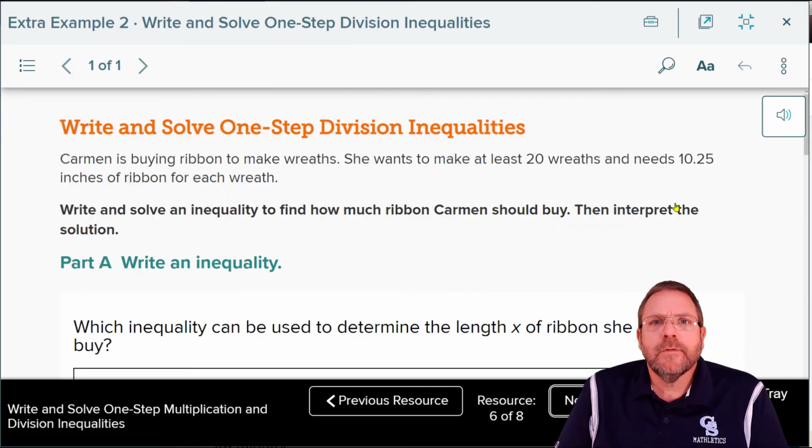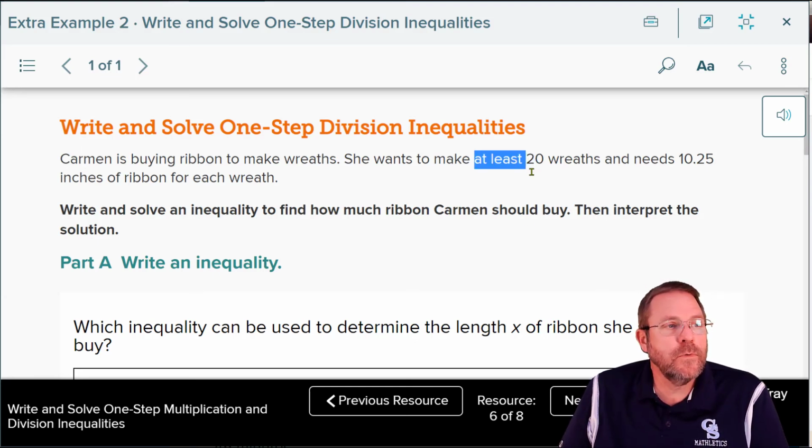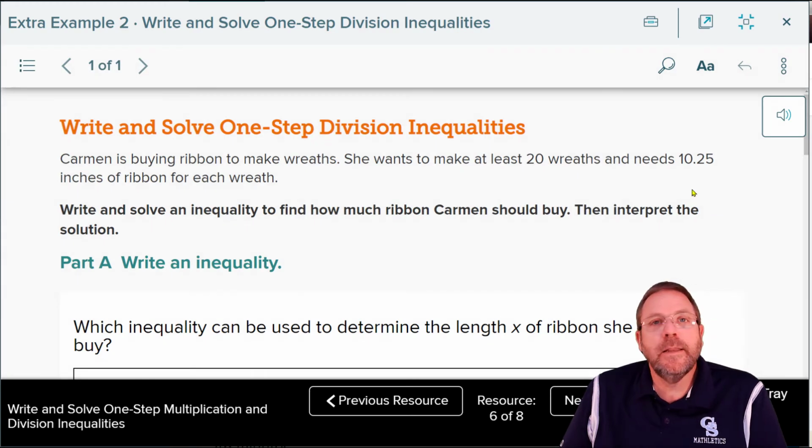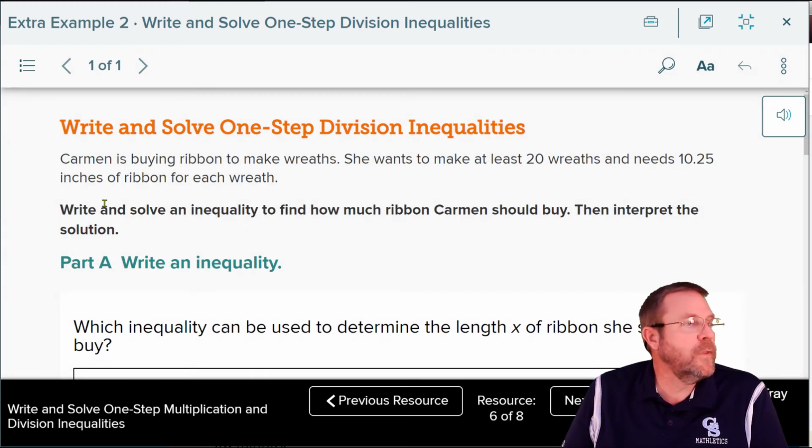Now once again, it's going to be your turn to solve this problem where Carmen is buying ribbon to make wreaths. She wants to make at least 20 wreaths. There's that "at least" word again. And needs 10.25 inches of ribbon for each wreath. You need to write and solve your own inequality for this one and check your answers as you go.